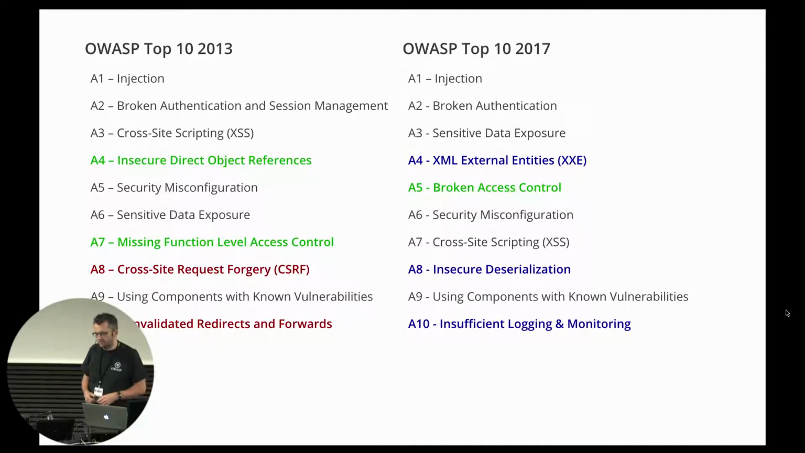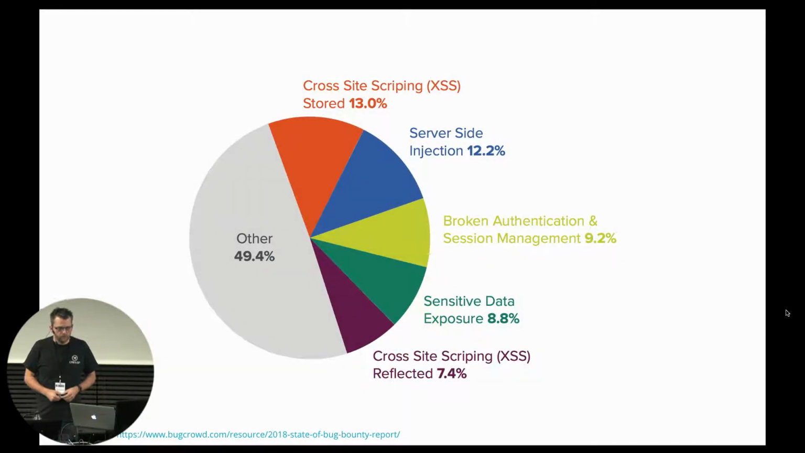And I said modern, but the thing is that modern doesn't always mean modern. Because sometimes we tend to reinvent stuff when we create new frameworks, and we tend to reinvent bugs as well. So if we go to BugCrowd, which is one of the big bug bounty platforms, this is from their 2018 State of Bug Bounty report.